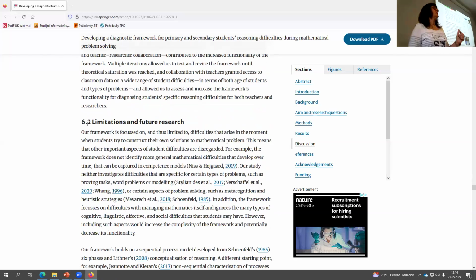And of course, there should be a section on limitations. What limits your research results? It's good to list all the limitations you can think of. It's always good to say openly, and try to reason why. So this is the limitation.